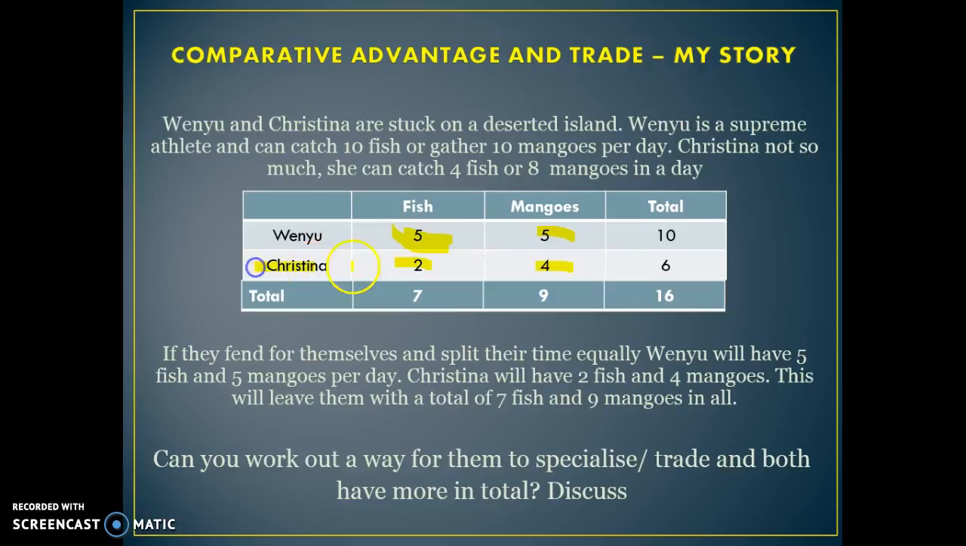Whereas for Christina, if she wants to pick fish, her opportunity cost, you need to do the other way over. So 4 divided by 2, her opportunity cost for picking fish is 2, whereas her opportunity cost for picking mangoes would be a quarter. 2 divided by 4, that would be half. The opportunity cost would be half.